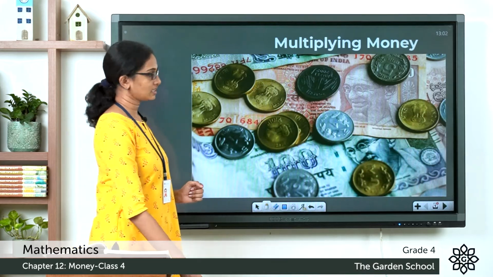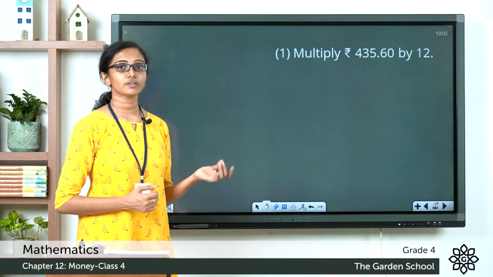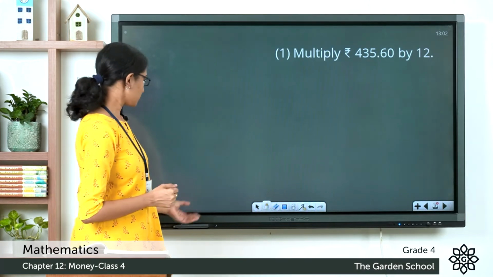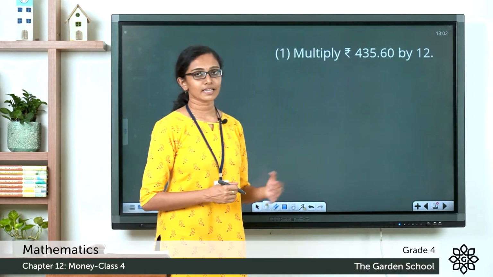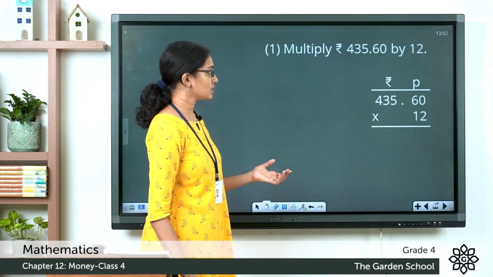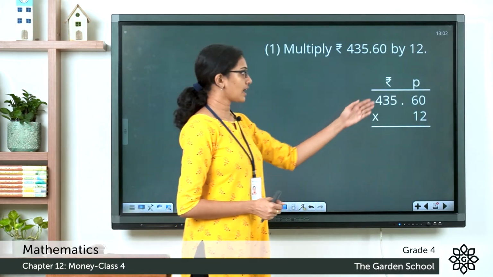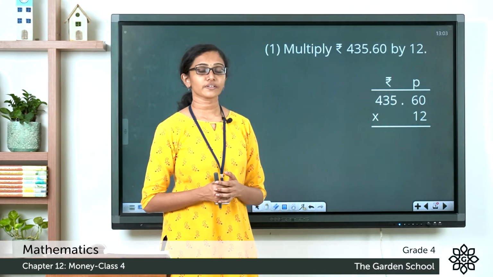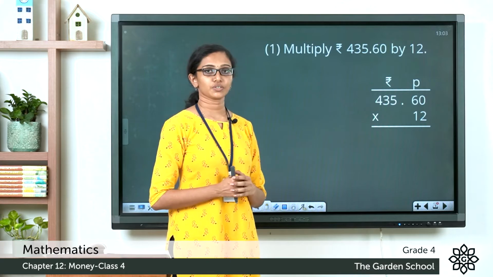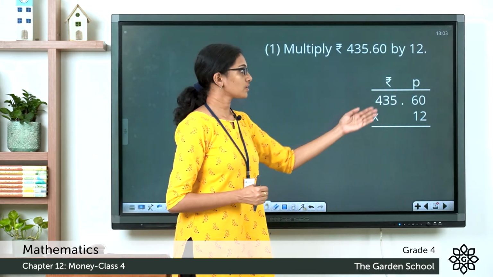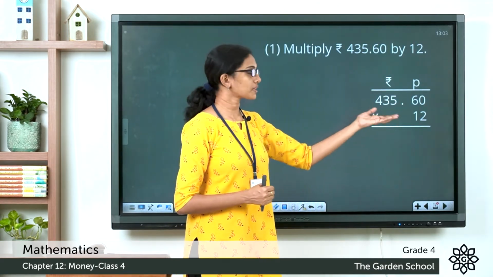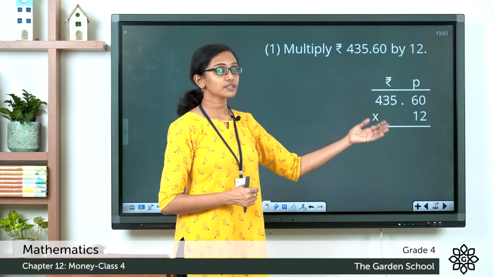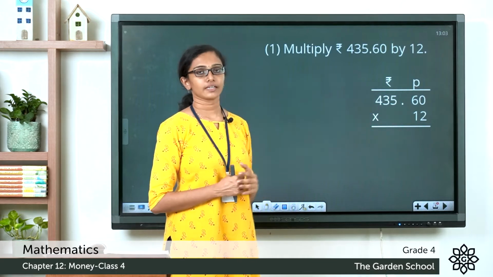Let's see the first question. Multiply 435 rupee 60 paise by 12. So, the first step is to write the numbers in the proper way for the multiplication. So, we have written it here. Here we have 435 rupee and 60 paise. For the ease of calculation, while doing the multiplication, you can just ignore the dot in between and continue with the multiplication. And in the final answer, you can put the dot after two places from the right.